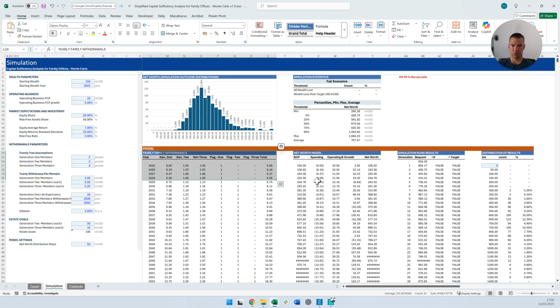Here is the model for the yearly withdrawals. Here is the section for the net worth model. So how does the beginning of period spending, operating business results, and growth propagate into the net worth by the end of the period or the end of the year. And then there are the simulation results and distribution of the results.